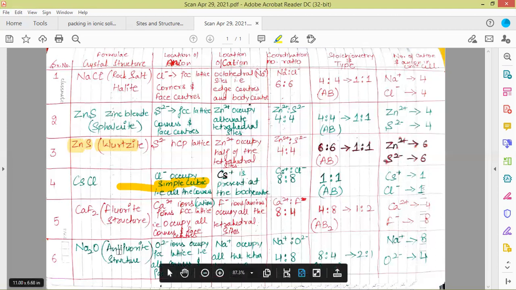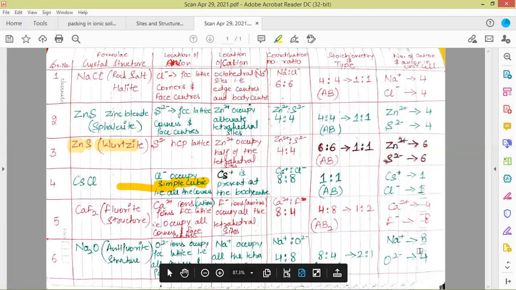Next, we have antifluoride structure. In case of antifluoride structure oxides, this is very much similar to zinc sulfide. The only difference is that sodium ions here, the cations here, are occupying all of the tetrahedral sites. There they were occupying half of the tetrahedral sites. The coordination ratio is 4:8, and stoichiometric ratio is 2:1.